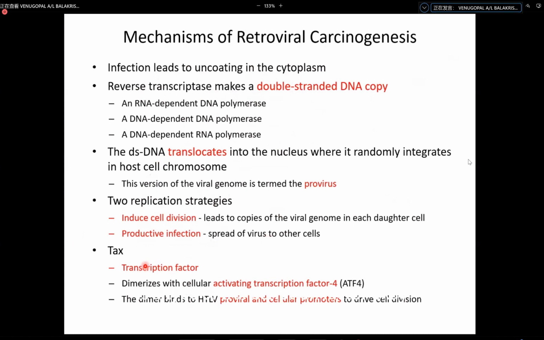Tax is a type of transcription factor. Okay, and it dimerizes with cellular activation factor 4. And why I put that, this one binds to the HTLV proviral and cellular promoters to drive cell division. Okay, so it doesn't go directly and sit at cellular promoters, but it sits in Tax, then Tax goes and induces the cell division.